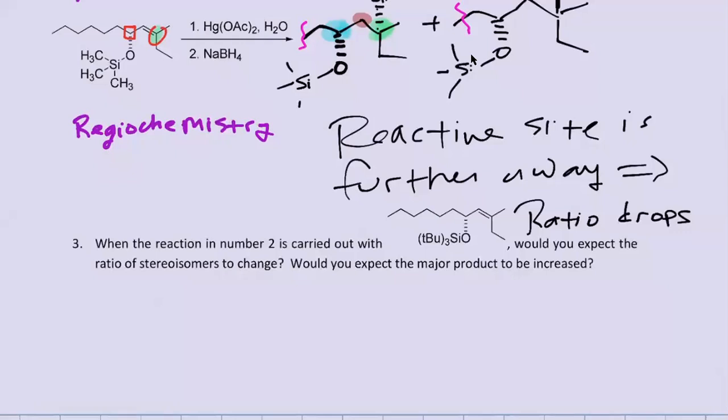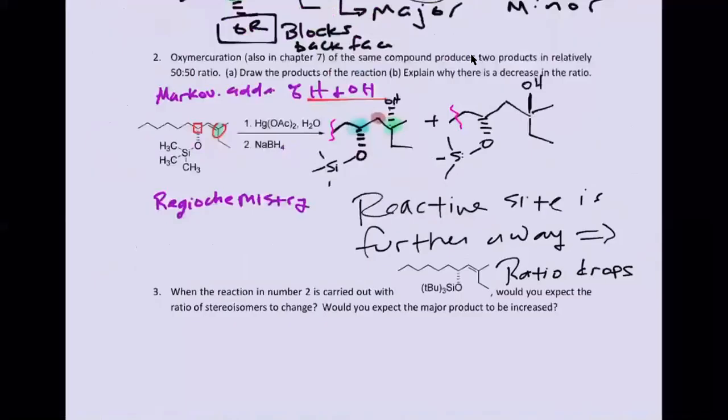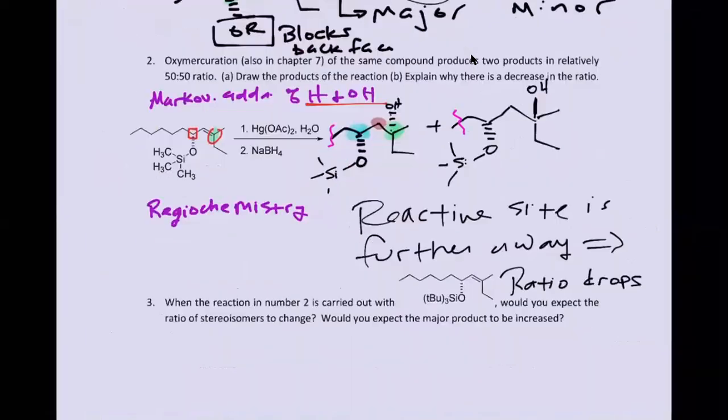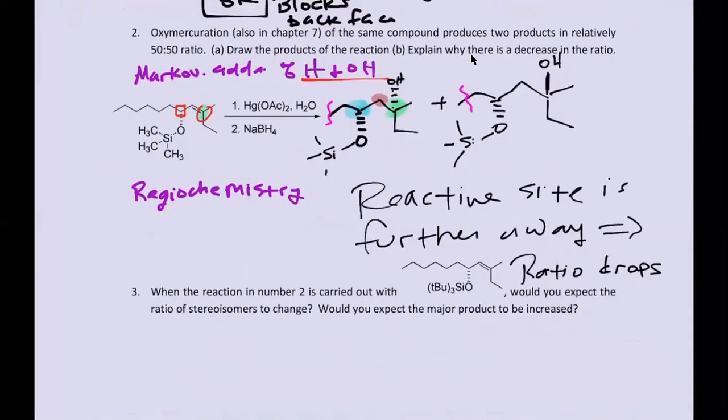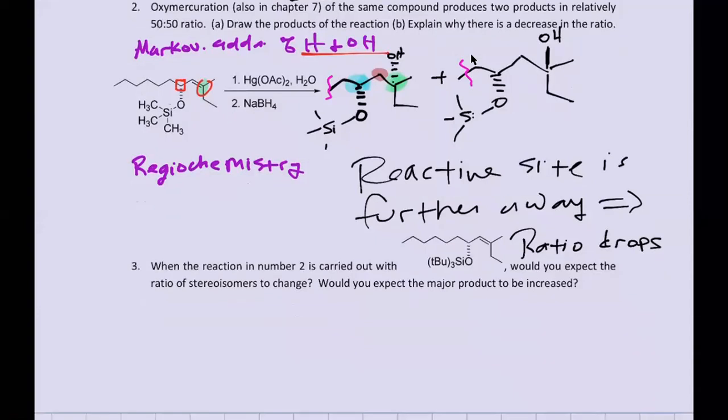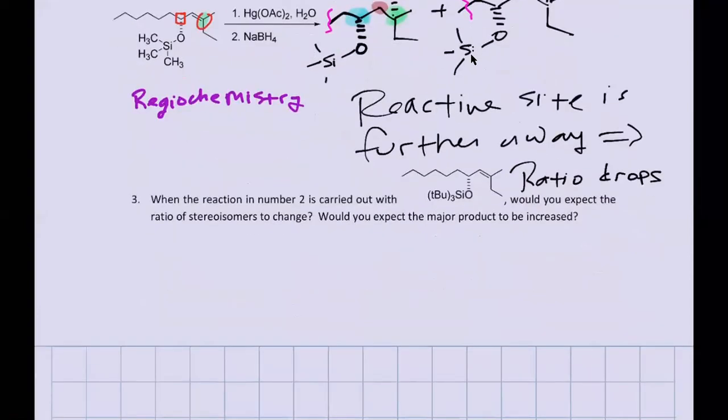All right, let's look at the third question. Hopefully this will click by the time you get to lunch. It says if the reaction in number 2, which is what we just did, is carried out with this substrate, when you change the methyl groups to tert-butyl groups, which are much bigger. All right, let me write that. Let me go ahead and put that in to let you be thinking about it. So the silicon will actually look like this.